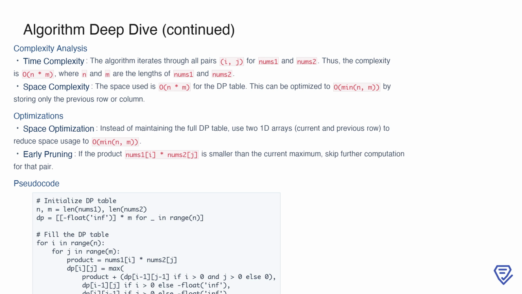To implement the algorithm, we initialize the DP table with negative infinity, then iterate through each pair of indices, computing the maximum dot product for each state using the transition formula. This approach balances efficiency and clarity, allowing us to handle the problem's constraints effectively.